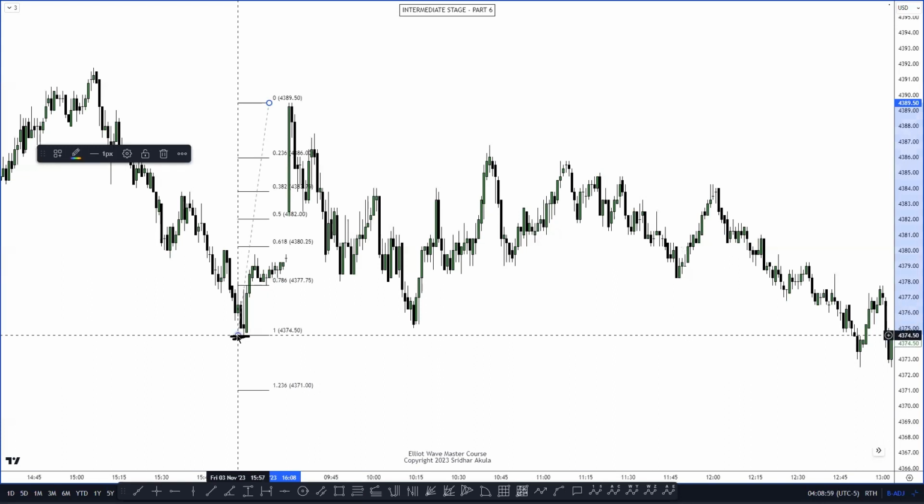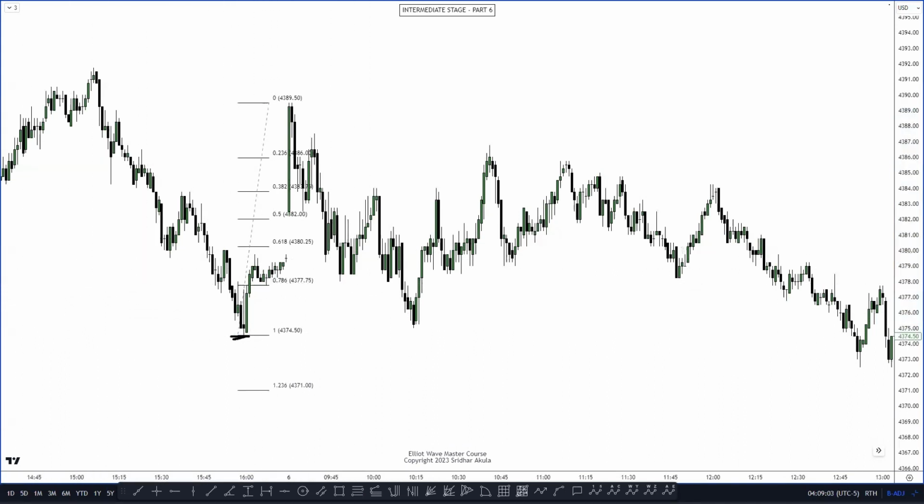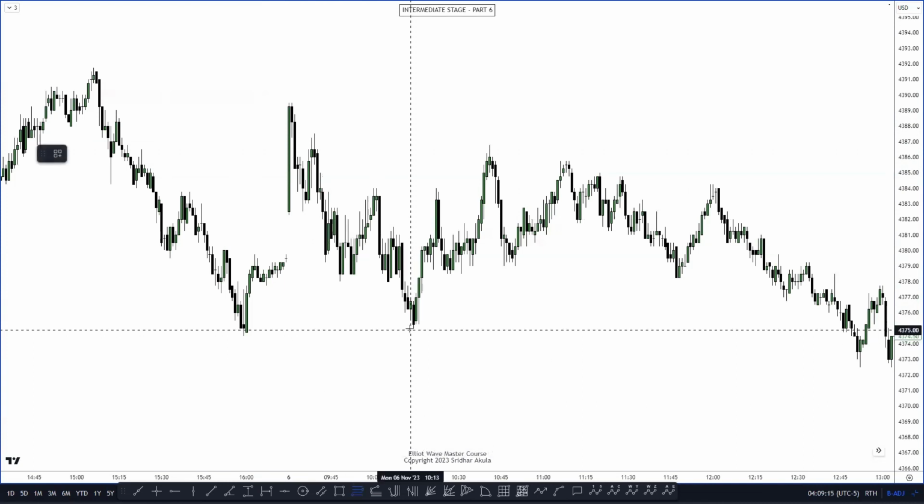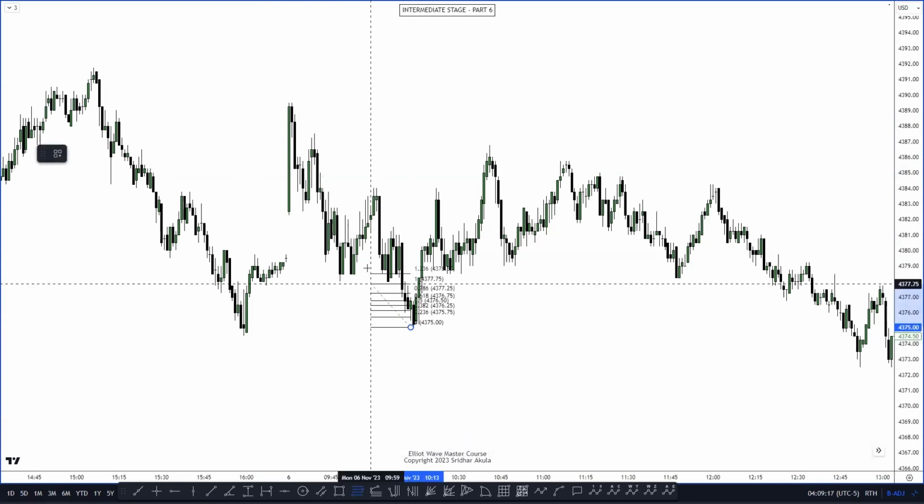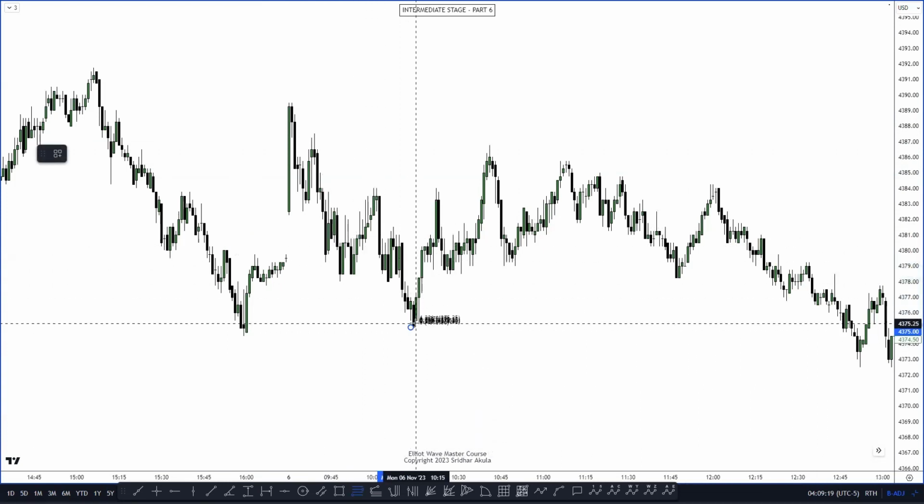So first, wave B, we expect it to come to at least your 60 to 78%. It has come. It did not cross the previous swing low, correct? Okay, so it's possible this is wave B here. Next, if this is wave B, this is how I'm telling you how to think. So you're thinking, okay, this might be wave B of a triangle.